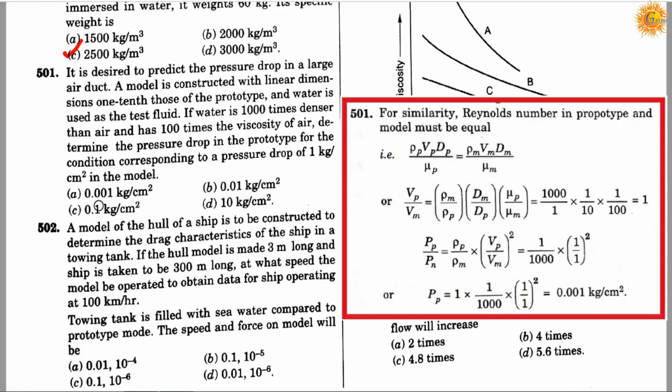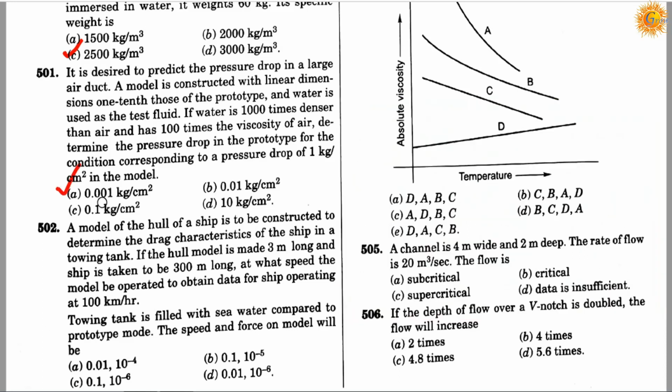Option A, it will be 0.001 kg per centimeter square. Option B, it will be 0.01 kg per centimeter square. Option C, it will be 0.1 kg per centimeter square, and option D is 10 kg per centimeter square. So the correct answer here is A, 0.001 kg per centimeter square.